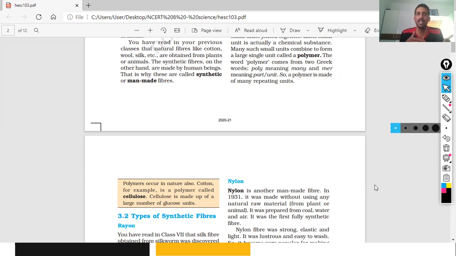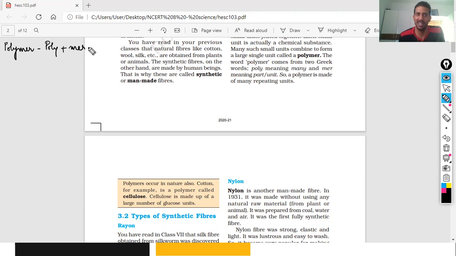Now, from synthetic fibers, we have something called polymers. Now, what is a polymer? We'll just make a note of the different words that we come across so that we're not getting confused in the end. So the first word that we would like to write about is polymer. When we break the word into two parts, we have poly, which means many, right? And mer, which means unit.